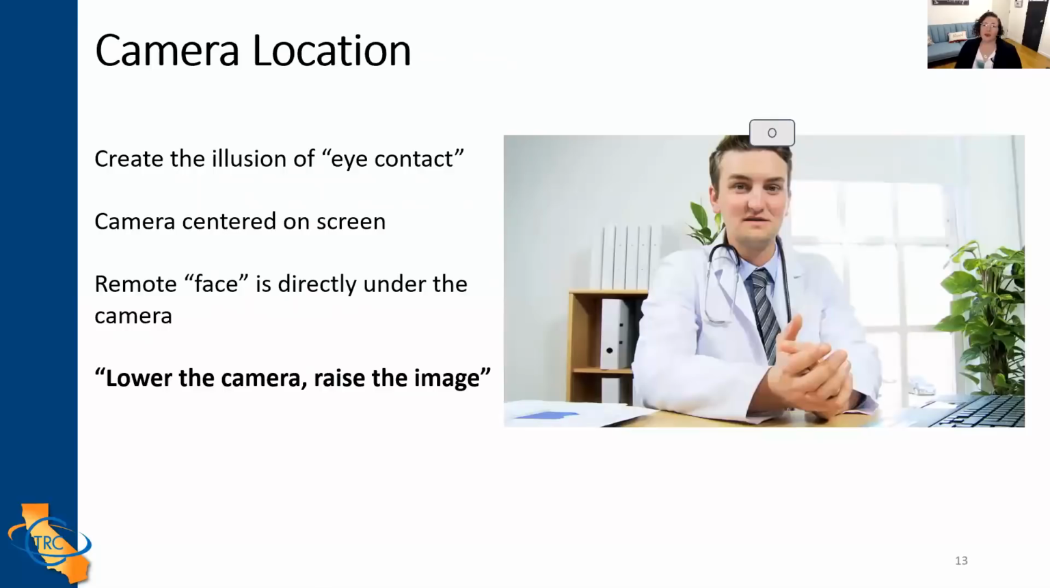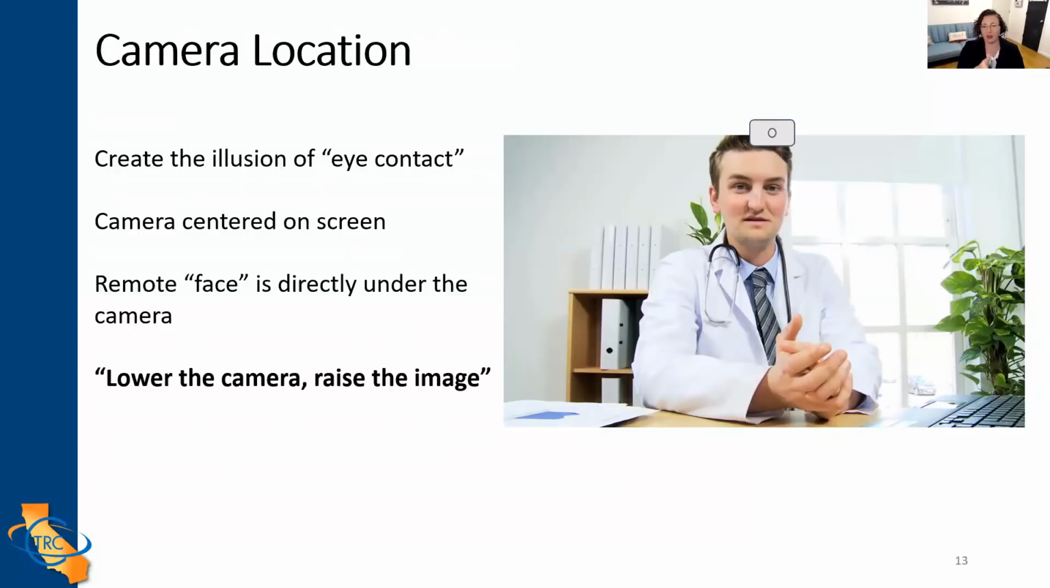So let's move on to camera location. Camera location is super, super important. You want to create the illusion of eye contact because let's face it, we're not all going to stare at the little hole at the top of our laptops and look at the camera all the time. We're going to be over here charting, and we're going to come back and we're going to be looking down at our taskbar and things like that. And so what we want to do is try to create the illusion of eye contact. How we start doing that is we want to make sure that our camera is centered on the screen.